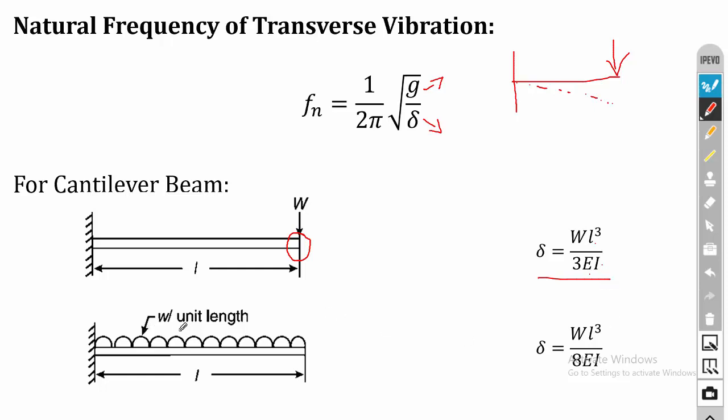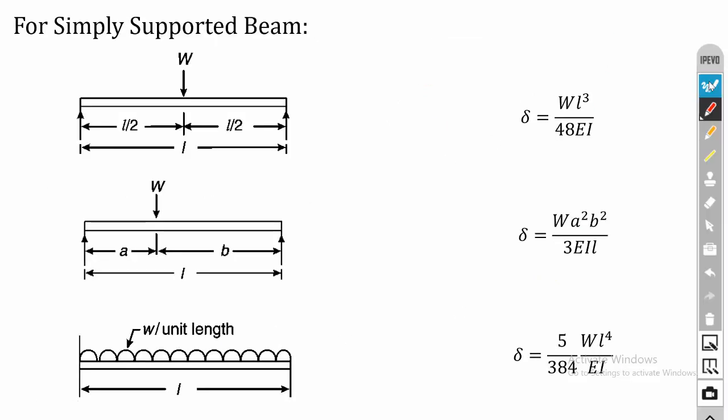Then for cantilever beam carrying uniformly distributed load throughout its length, del is equal to WL cube divided by 8EI. Here W will be in Newton per meter since it is a uniformly distributed load. Then for simply supported beam with point load at the center, the maximum deflection will be at the center. So the deflection will be like this. The equation for maximum deflection is del is equal to WL cube divided by 48 EI.